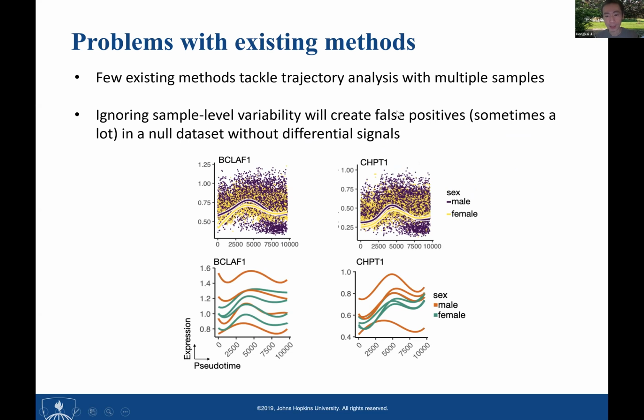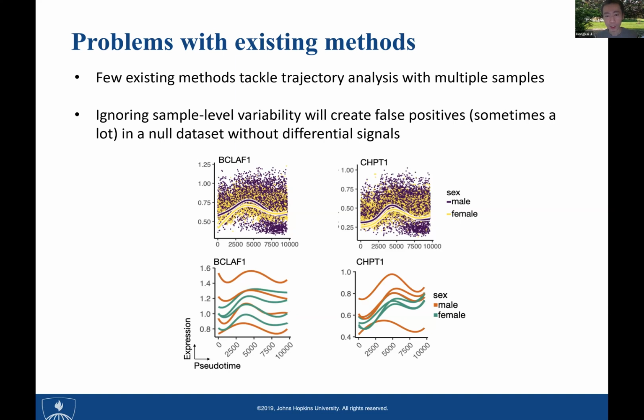Existing methods mainly consider the problem of constructing pseudo-temporal trajectories using one sample. They assume you have one biological sample that contains many cells, and the question is how to construct the pseudo-temporal trajectories using all cells. That's what most current methods do.